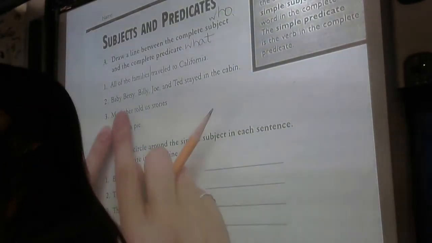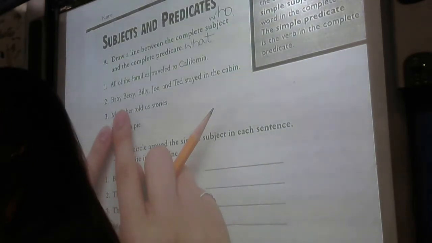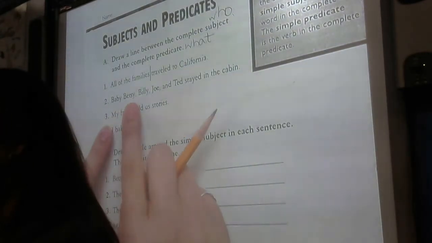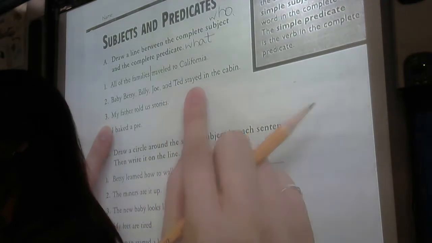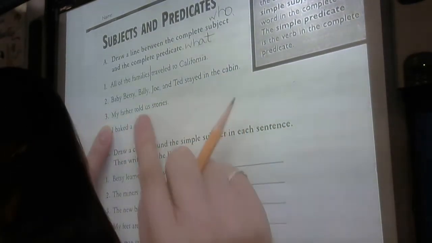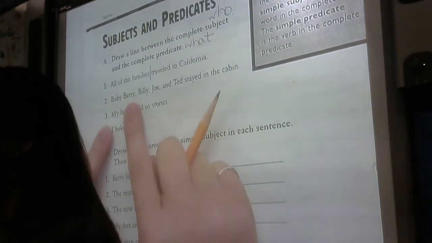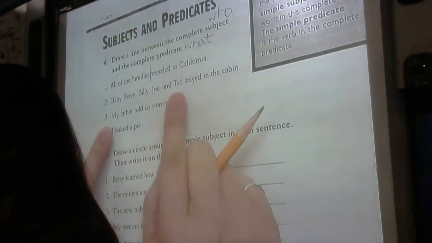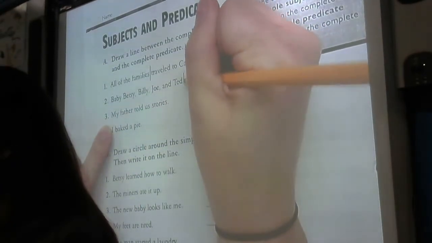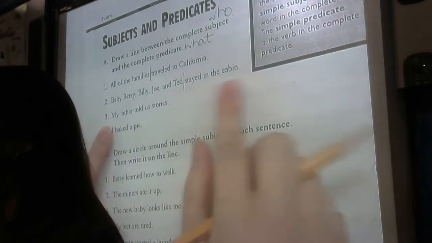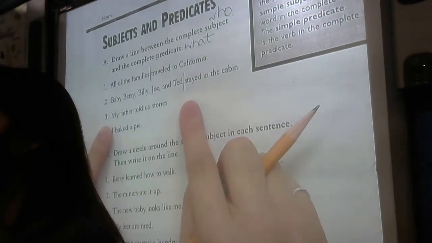Would you read us number two, Max? Who did? Baby Betsy, Billy, Joe, and Ted. And what did they do? Stayed in the cabin. I guess.